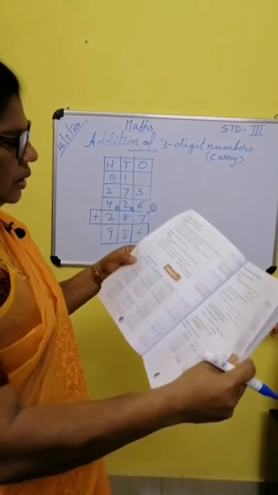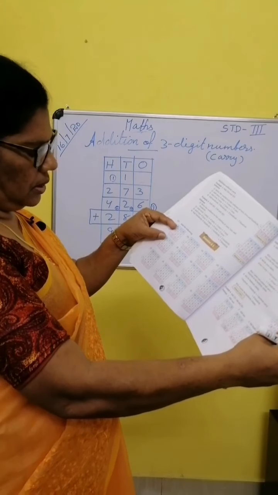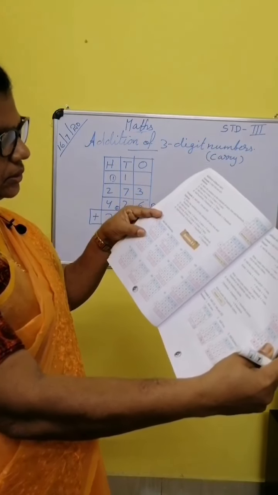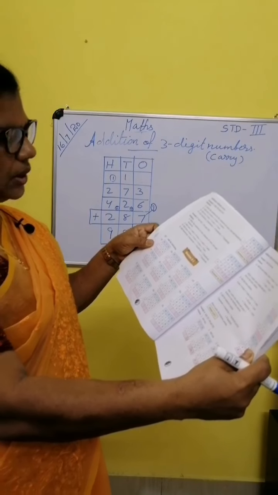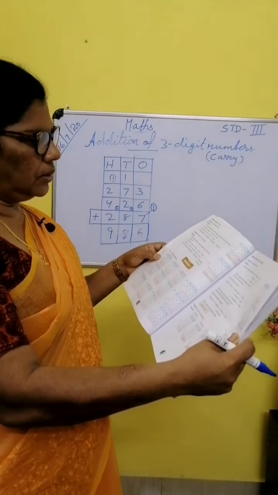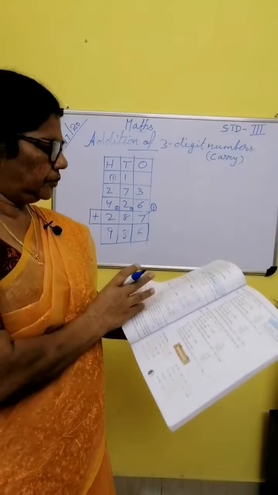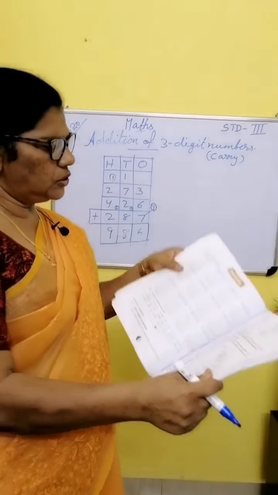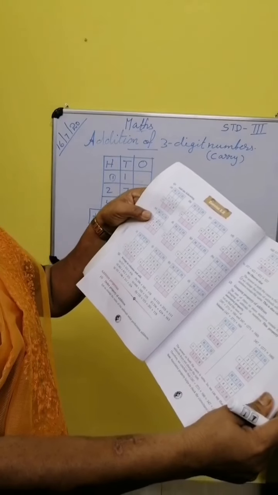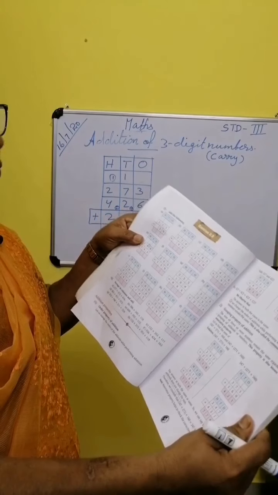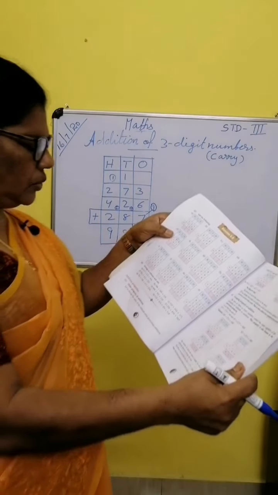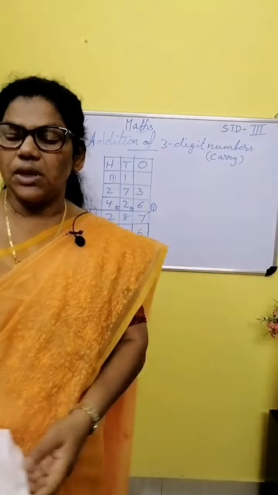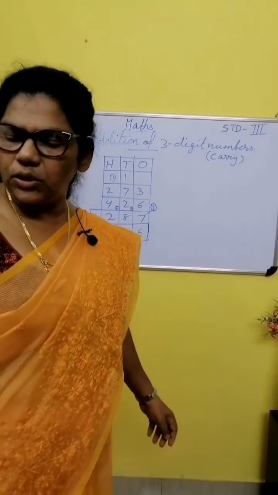Here so many questions are there. Page number 36, do it in the textbook itself. Here also you have some questions, page number 38. That also do in the textbook itself. Now let us study arranging in columns and adding. How to arrange in columns.